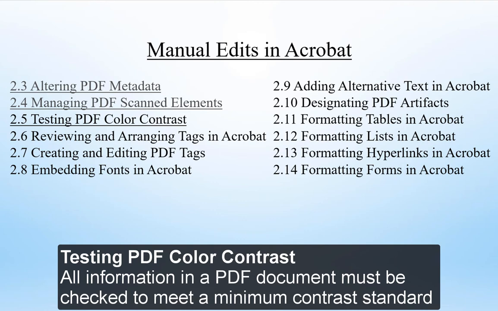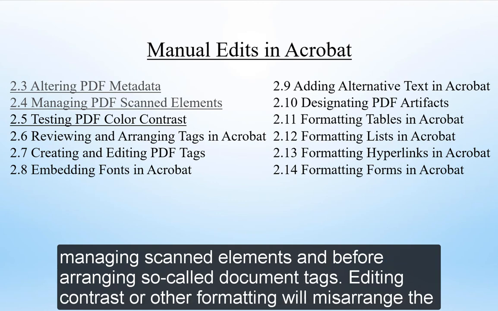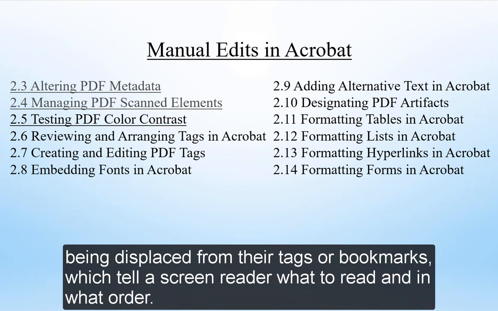Testing PDF color contrast. All information in a PDF document must be checked to meet a minimum contrast standard for regular and large text, as described in the Distinguishable Content Guidelines. It is important to carry this process out after managing scanned elements and before arranging so-called document tags. Editing contrast or other formatting will misarrange the document's important and precisely structured tag tree, so making edits to scanned or digital content before tagging will prevent content from being displaced from their tags or bookmarks, which will tell a screen reader what to read and in what order.